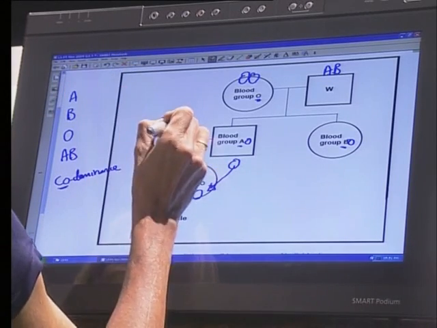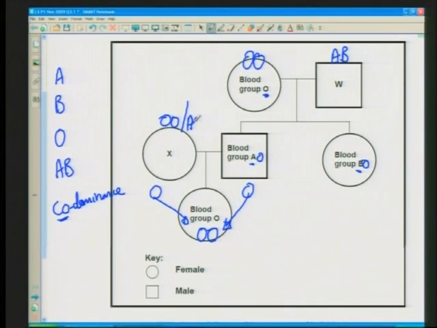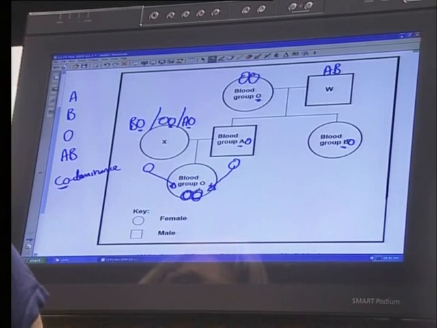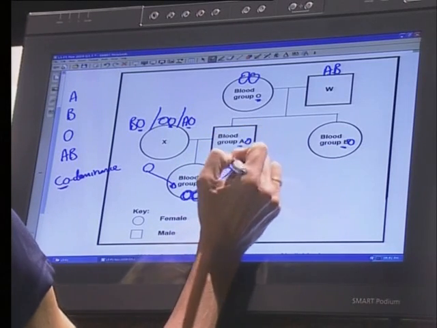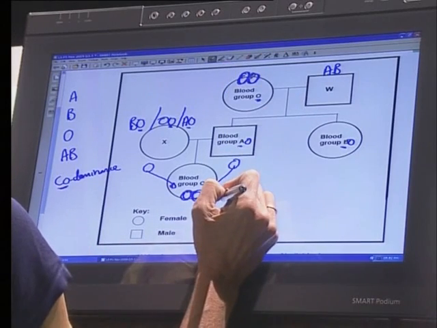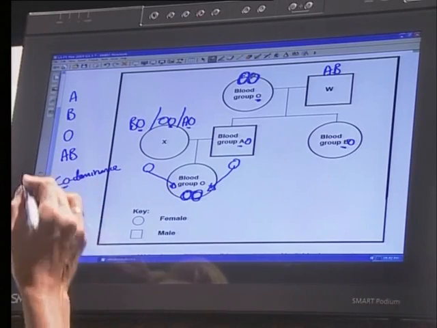So she can be OO or she can be AO, or she can be BO. We don't care, as long as there is an O there somewhere, because this child must have OO. You follow? And this one here can't be AA because the mother here was OO. Are you happy? Yes, I'm happy. All righty.